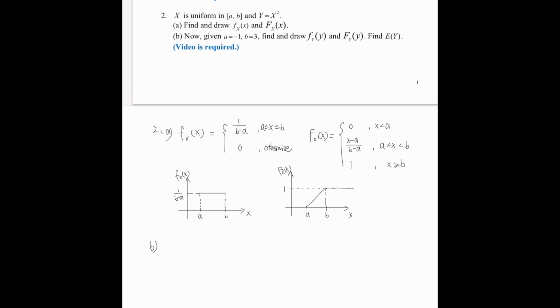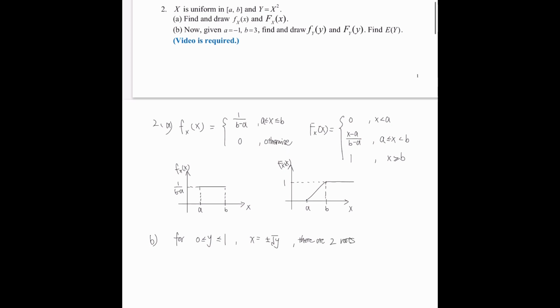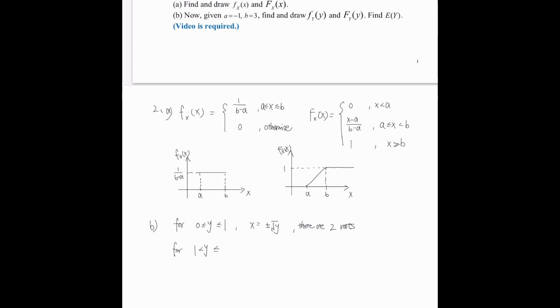Question B. a equals -1 and b equals 3. So for y greater than or equal to 0 and less than or equal to 1, x equals plus or minus square root of y, so there are two roots. For y greater than 1 and less than or equal to 9, x equals square root of y, so there is one root.